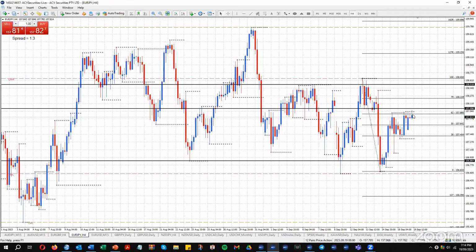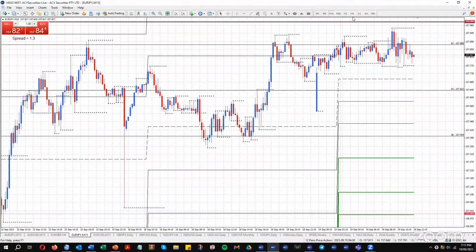At the moment, the last 4 or 5 4-hour candles here and one back here are getting held at the 62 level. So whether or not you can quite get to 157.99, I'm not quite sure, because it's getting held at the 62 level. But up here, you can see it's very flat and range bound.